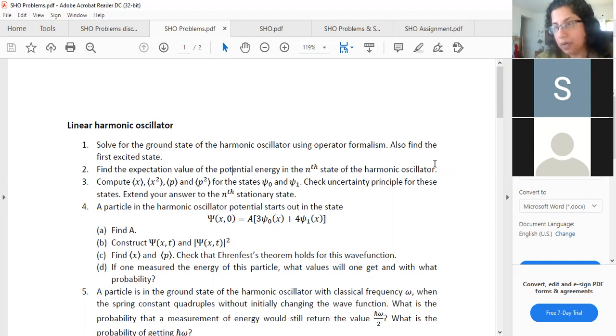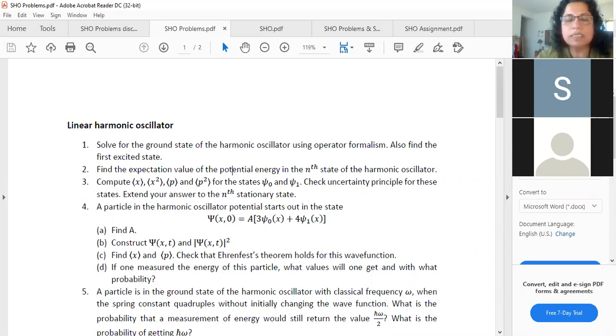I'm not going to be doing it because we have done in class the whole thing for the infinitely deep well. And here I think your life is a bit simpler because you're going to use the ladder operator method. Okay, now what about the next problem?